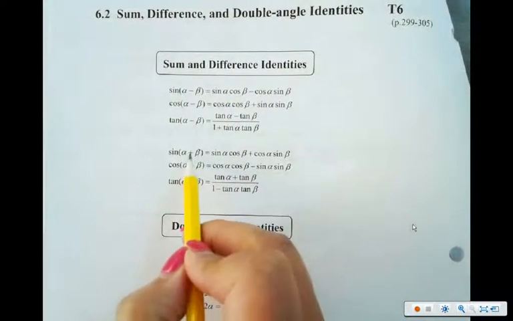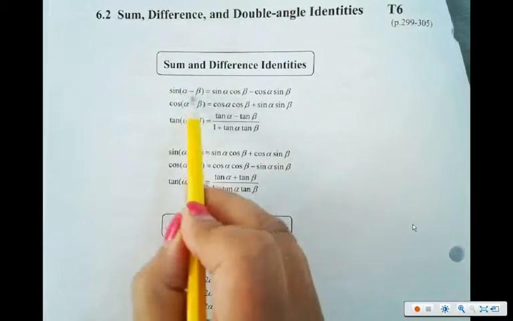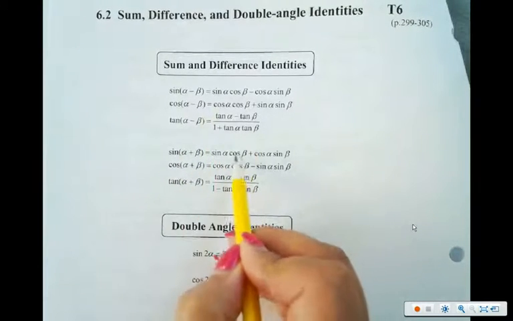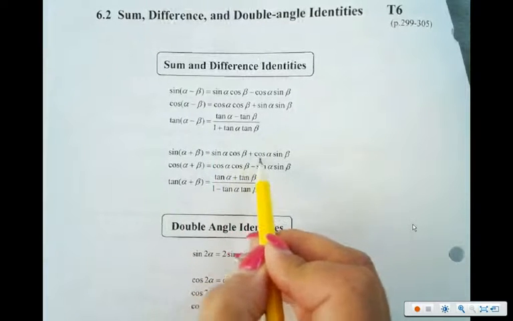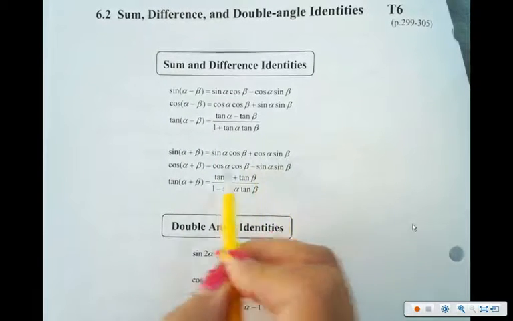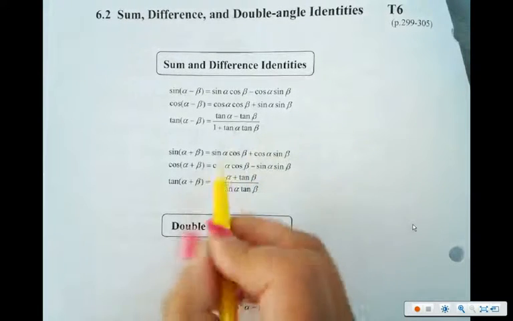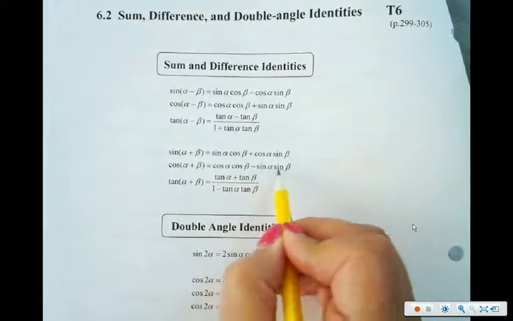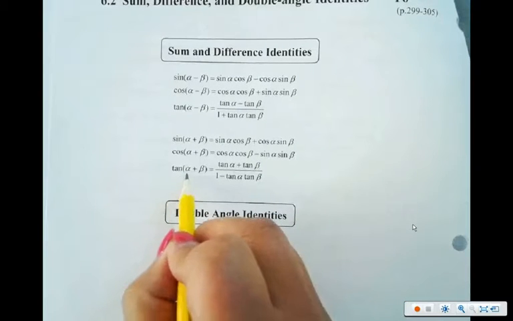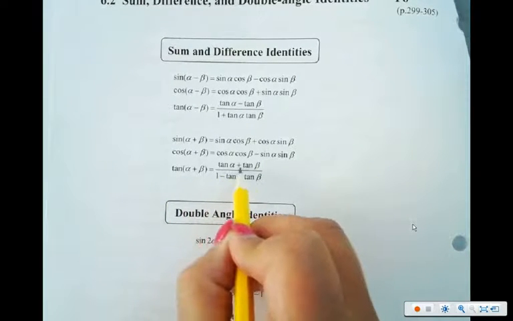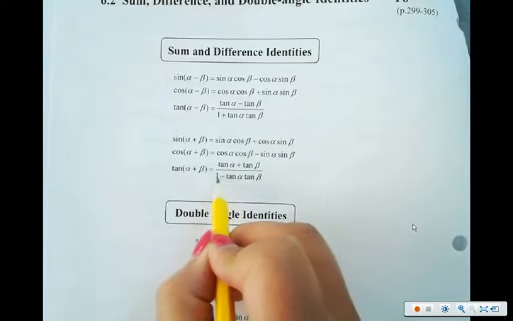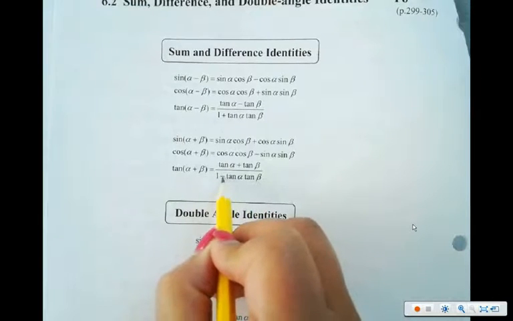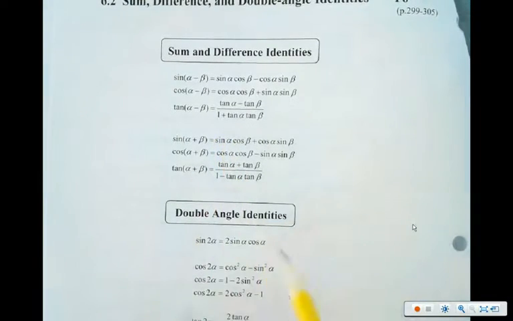And then here, this changes to a plus from the minus up here, and then we've got sine, cos, alpha beta here, and then a plus cos alpha beta here, okay? You've got a sine, cos, sine. And then for cos alpha plus beta, you've got cos, cos minus sine, sine. And for tan alpha plus beta, you've got tan alpha plus tan beta all over 1 minus tan alpha tan beta. So pretty much the difference between here and here is the signs are switched.